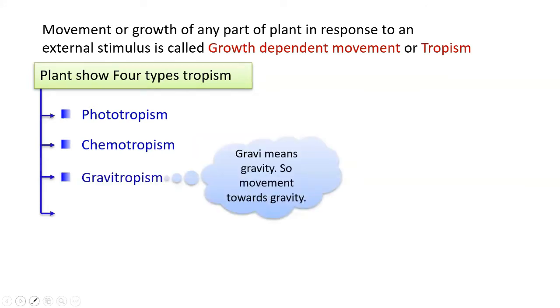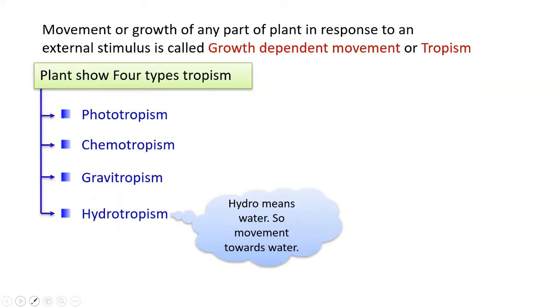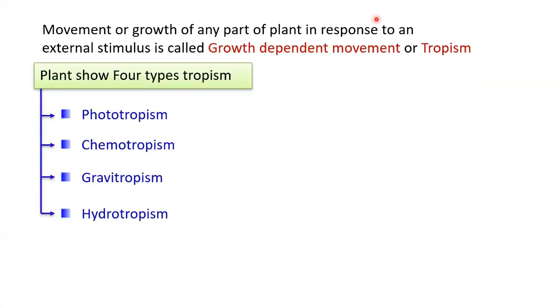The next one is gravitropism. Gravi refers to gravity and tropism refers to growth dependent movement. So this will be growth dependent movement in response to gravity. And the next one is hydrotropism. Hydro refers to water and tropism refers to movement. So in this case, there will be growth dependent movement in response to water. I want you to note down all of these types of growth dependent movement.